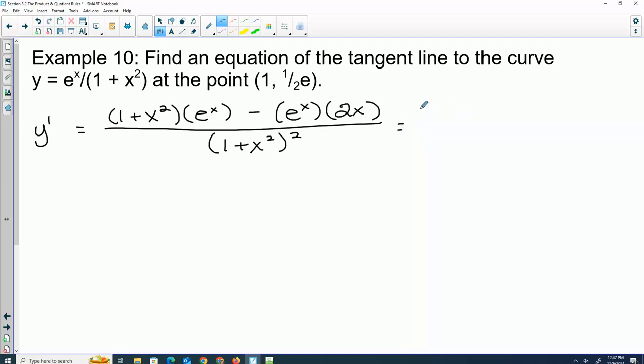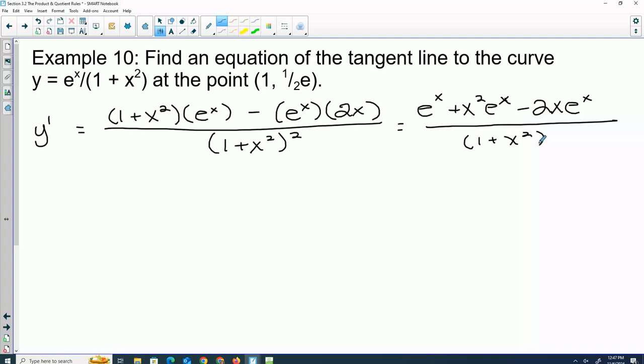So if we distribute, we just get e to the x plus x squared e to the x minus 2x e to the x. So no actual like terms here. A slope is an actual number, but we know that x is equal to 1 for the point that we need. So if we plug in 1, what is e to the first?